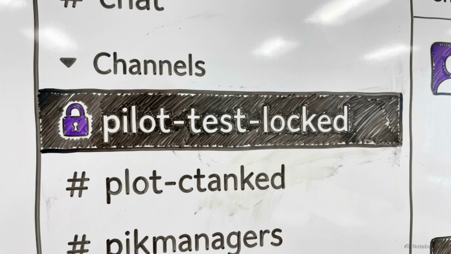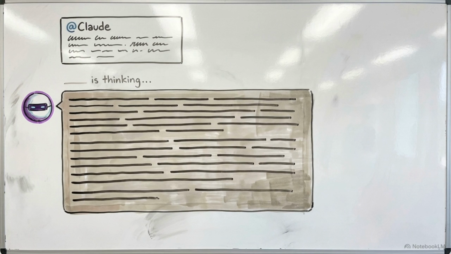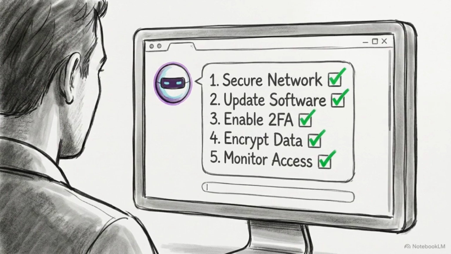Head into your private pilot channel to run a connection test. Mention the @Claude tag and give it a basic prompt that does not require external tools. You will see the agent switch to an "is thinking" status while processing the request, followed by a complete text reply in the thread. Launching strictly as a reactive tool ensures your human team dictates the pace of the work. You get to observe how the AI handles its tasks and build trust before introducing any autonomous behavior.